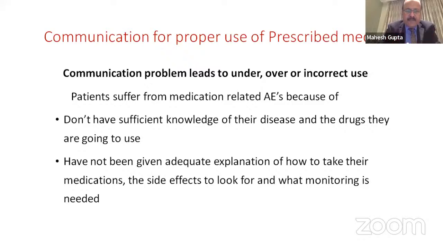This is the second part. Once we have written a perfect prescription, still we have done only half the job. What is the next half of the job? That is communication for proper use of that prescription. Because communication problems lead to under, over, or incorrect use of the medications, and patients may suffer from unnecessary adverse effects because of these reasons. So that is very, very important. How do you do that? Let's discuss that. Next one, please.